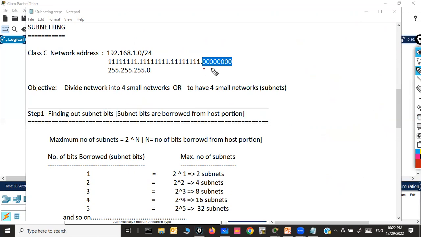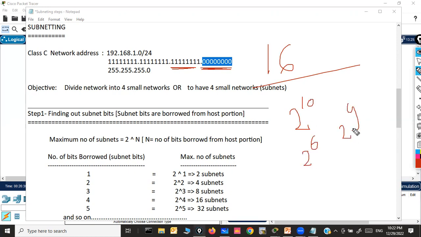Otherwise, you would have enough zeros. Even in class B, if you remember, in total we have 16 zeros. You can borrow 10 bits, you can borrow 6, you can borrow 9. And again, that depends on the requirement. What is your requirement? What is your objective? How many subnets do you really want to create? Based on that, we decide the subnet and host bits. Make sense? Okay.